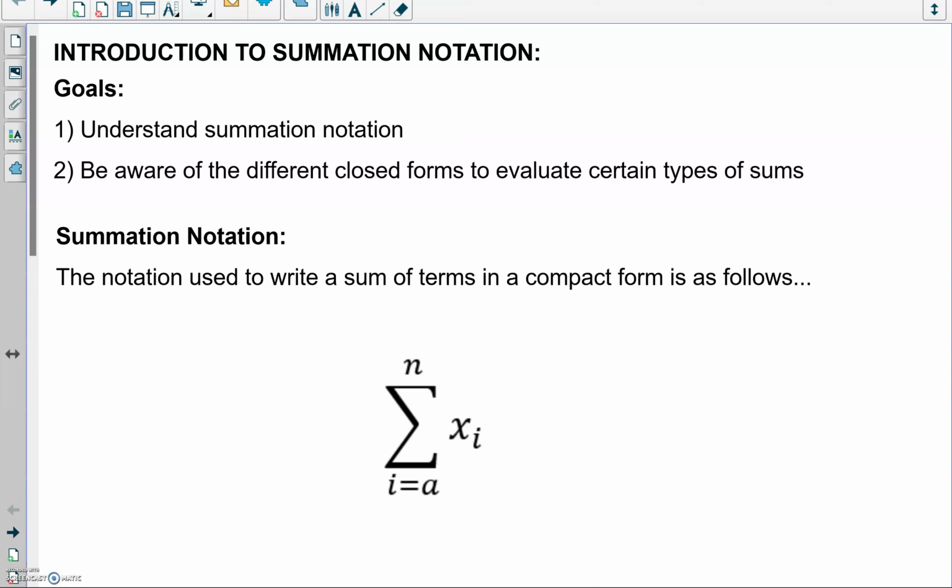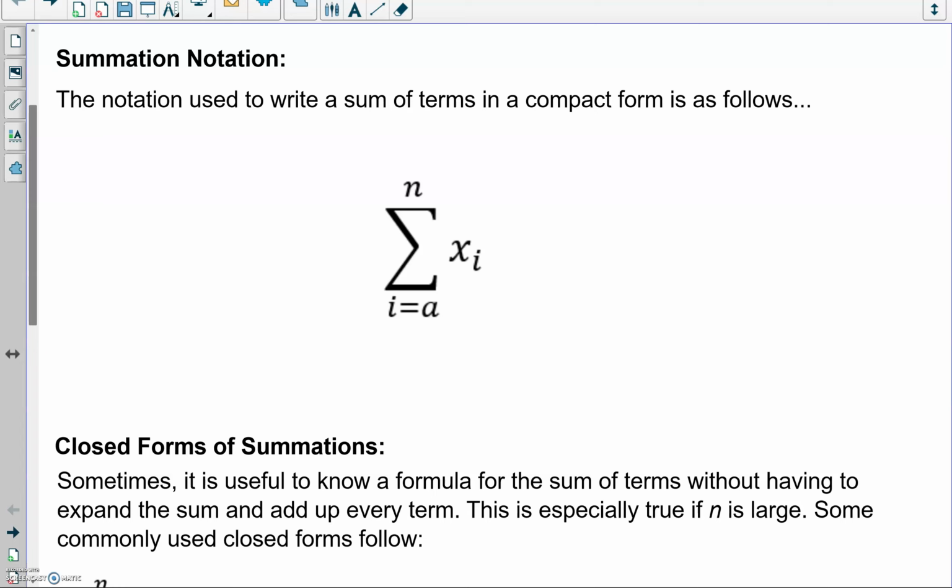An introduction to summation notation. So the goals here: understand summation notation and be aware of the different closed forms to evaluate certain types of sums. So starting out, let's just look at what summation notation is all about.